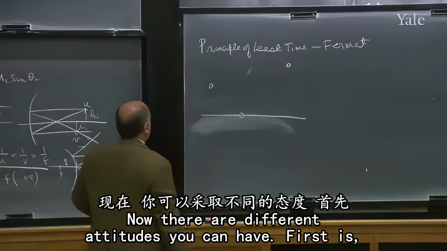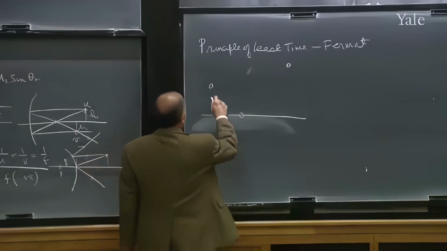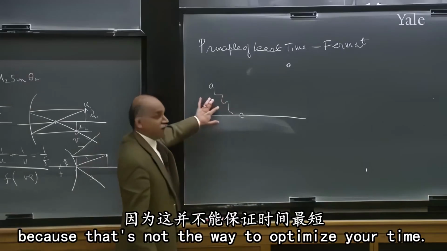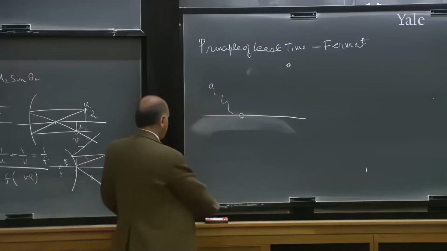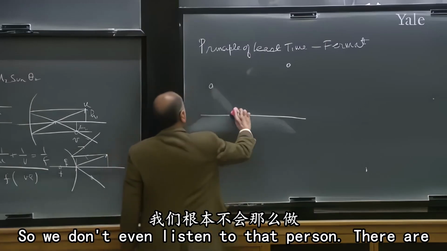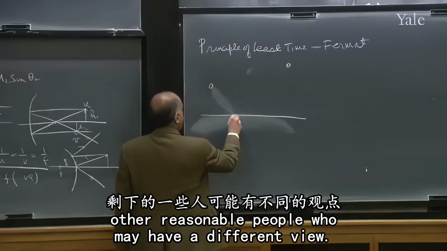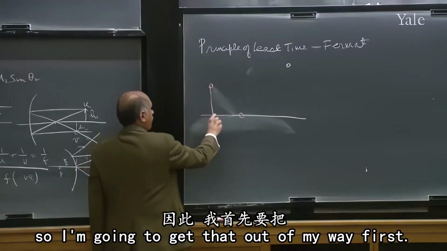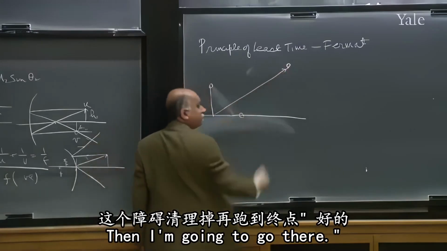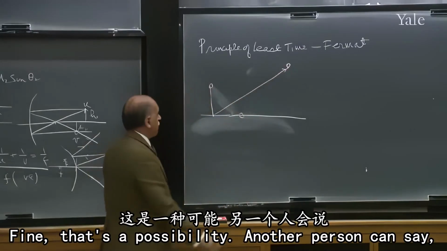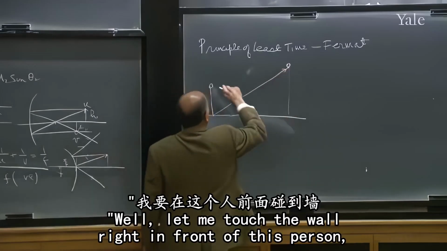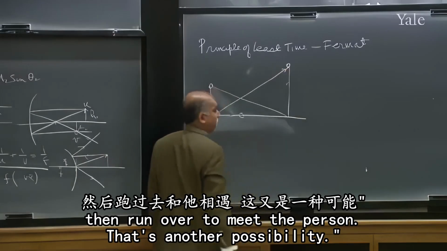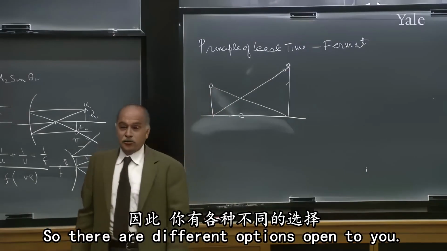Now there are different attitudes you can have. First is you can start wandering like this. You know that person's a loser because that's not the way to optimize your time. So we don't even listen to that person. Other reasonable people may have different views. One person may say, look, he told me to touch the wall, so I'm going to get that out of my way first. Then I'm going to go there. Fine, that's a possibility. Another person can say, well, let me touch the wall right in front of this person, then run over to meet the person. That's another possibility. So there are different options open to you.